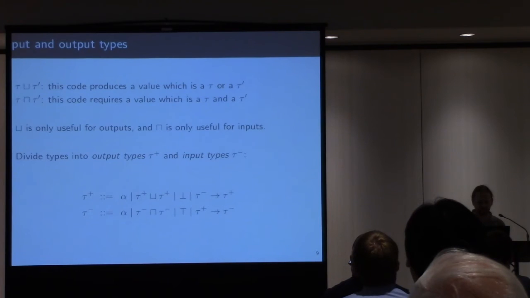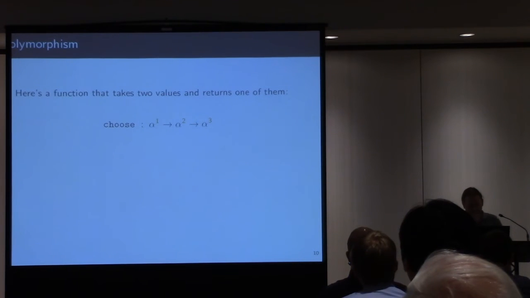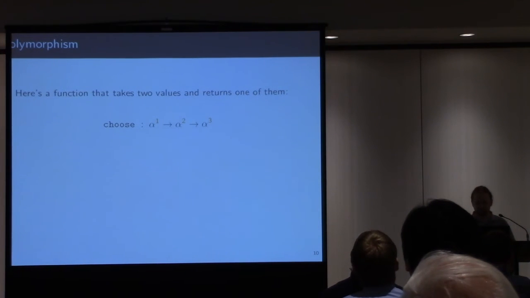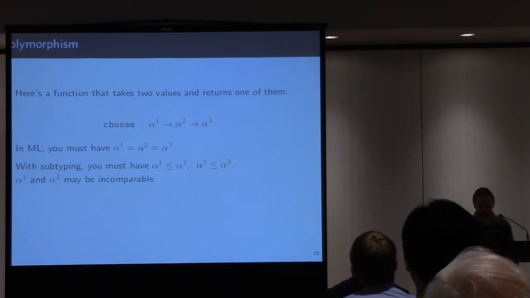So this seems like it might interact weirdly with polymorphism. We're used to seeing polymorphic functions like this one, which takes two values and returns one of them. And the way you do it in ML is you substitute the same type into all locations. So with subtyping, we can use these functions a little bit more generally. We don't have to put in exactly the same type in each location, because we can use subtyping to change some of the types.